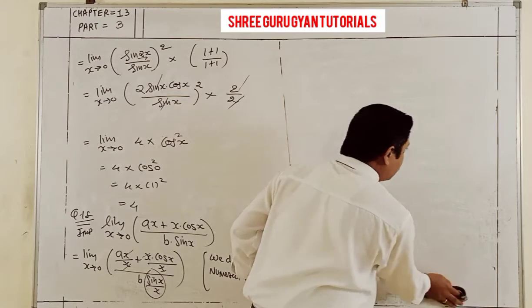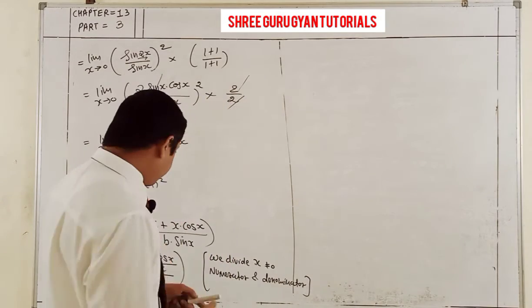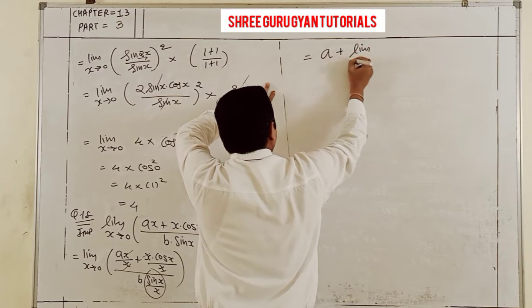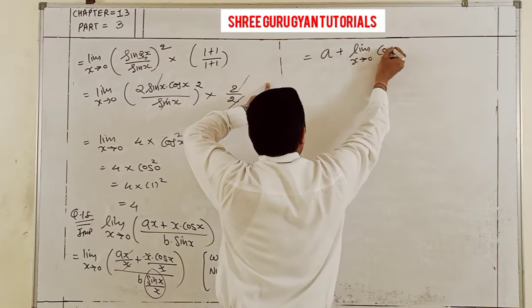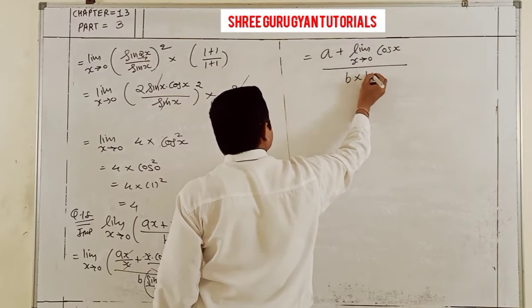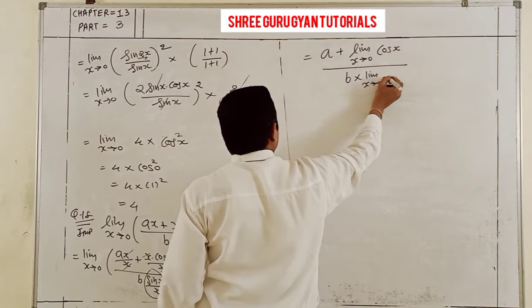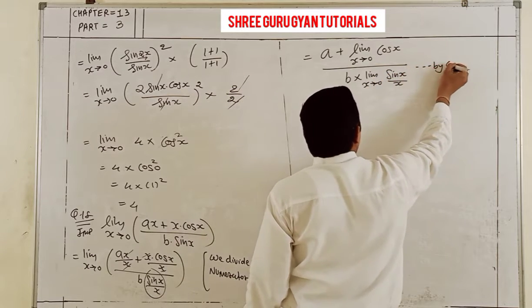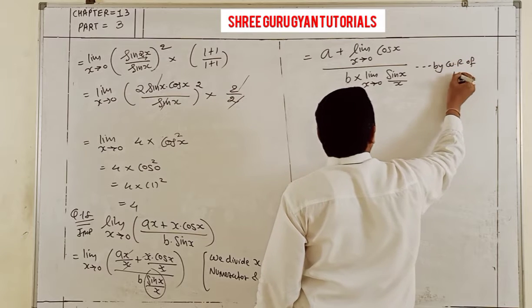Just I operate our working rule separations. So a is constant, other limit apply, cos x by b separate, limit x tends to 0 sin x by x, and mention here by working rule of limits.